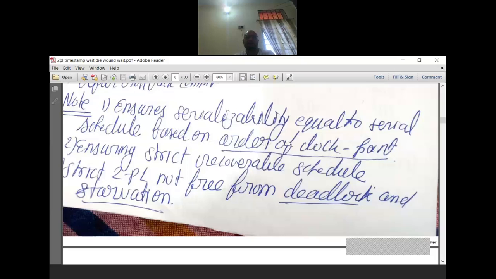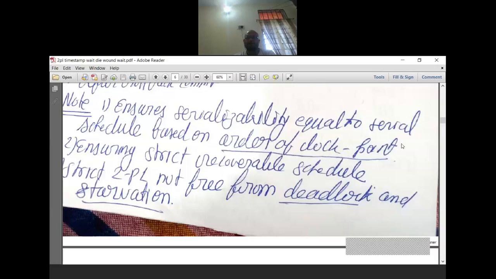It is based on the order of lock point. What is based on the order of lock point? Serializability. The lock point I already explained to you. The lock point is the place after gaining all the locks, where the first unlock is done. That is known as the lock point.